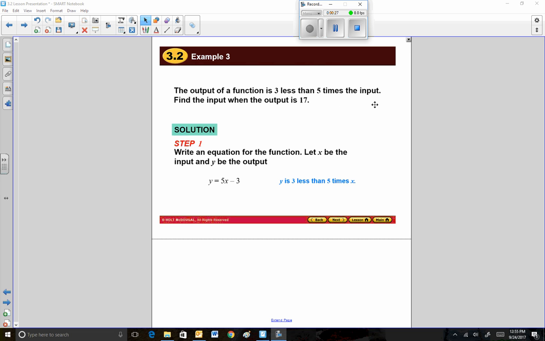And the input is usually referring to x. So 5 times x. Find the input when the output is 17. Well, let's first write the equation. So y is your output, x is your input. So we have y equals 5x minus 3. Remember, we have the minus 3 because it said 3 less than, and 5 times x because it said 5 times the input.